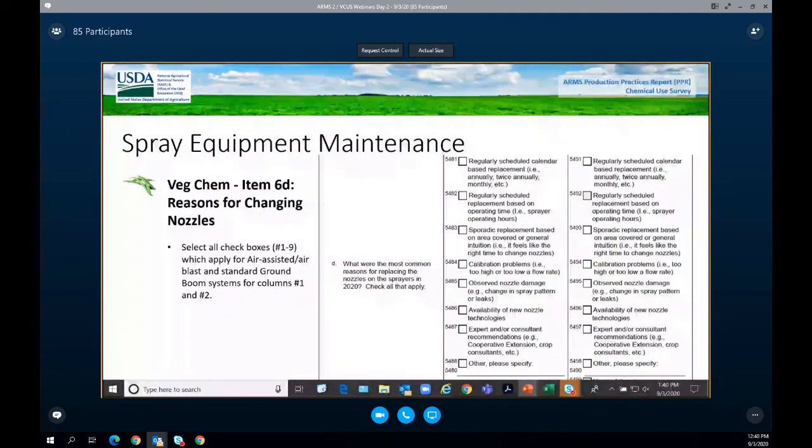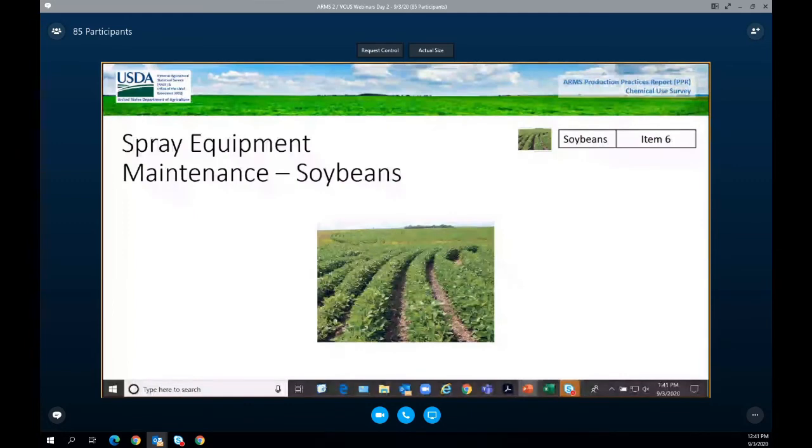Some may change it based on availability of new technology. They want to try a new nozzle type they haven't tried before and see how that works. And finally, some might go based on expert recommendations. If the extension agent recommends changing before the season or changing based on a specific product or something like that. So that's a long list of things that we're just curious what drives their decision. And I'll hand it back to Seth now, who's going to go through a lot of similar questions for soybeans, just laid out a little bit differently and formatted differently.